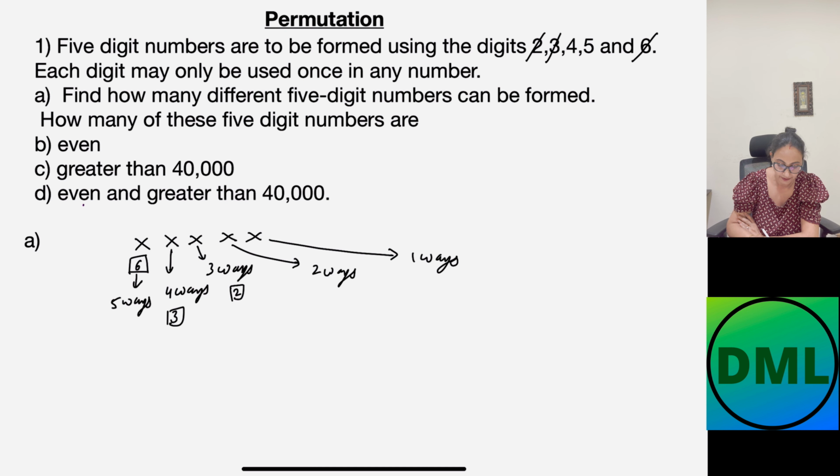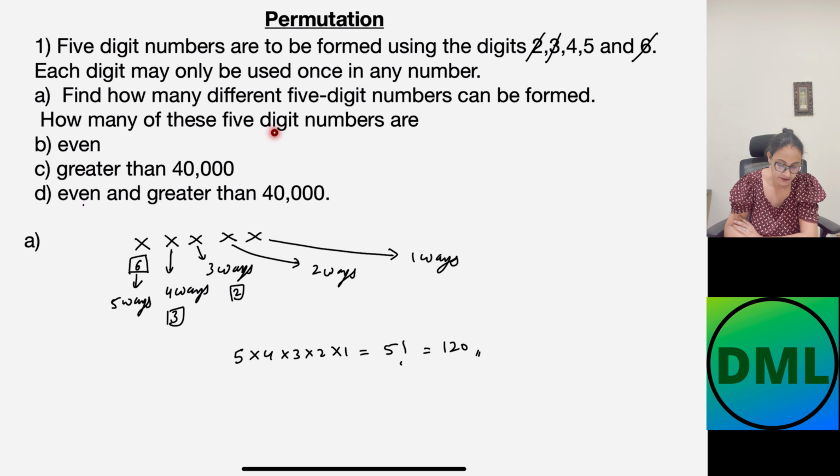If I have to find the answer, it is the multiplication of all the ways which we have figured out here. 5 cross 4 cross 3 cross 2 cross 1, which is basically factorial 5, and that will be equal to 120. This means that we can form 120 numbers without repeating the digits. Let's see the second part here.